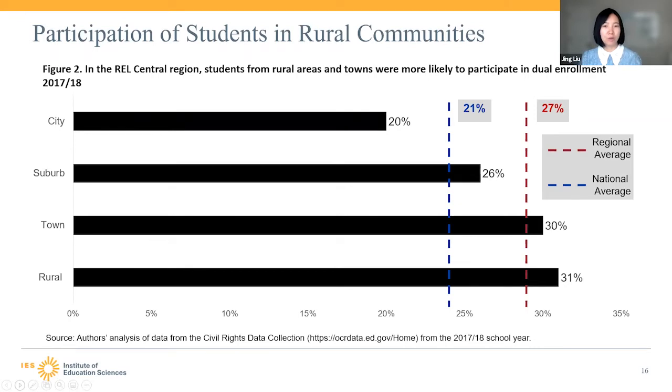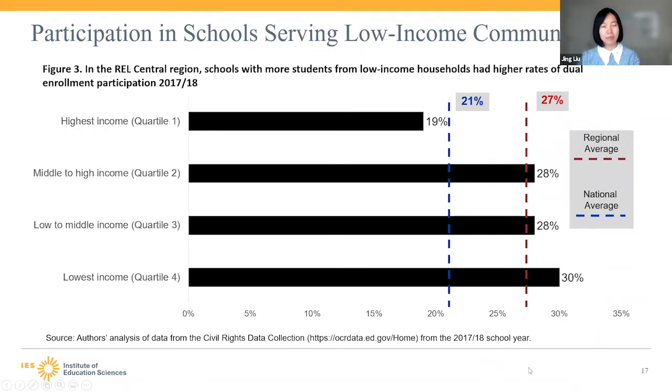And this figure shows the dual enrollment participation at the student level by locale for the REL Central region. Students from rural areas and towns were more likely to participate in dual enrollment than students from city or suburban areas. However, in some states, both dual enrollment access and participation were higher in town and suburban schools than in city schools, like North Dakota and South Dakota. And the last slide, we're going to talk about the finding.